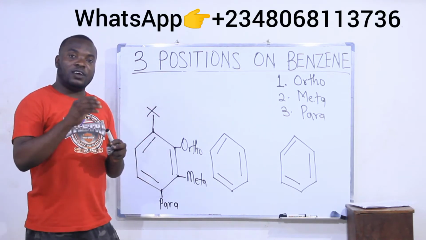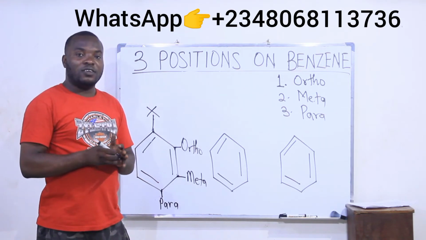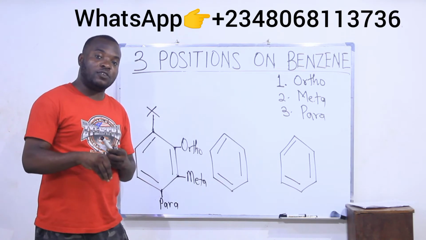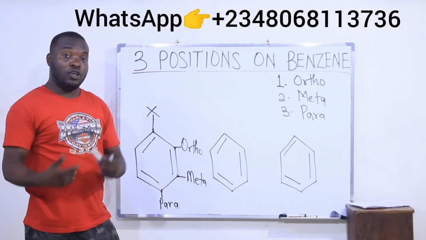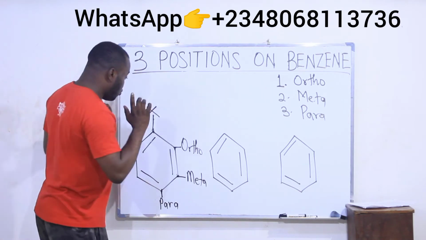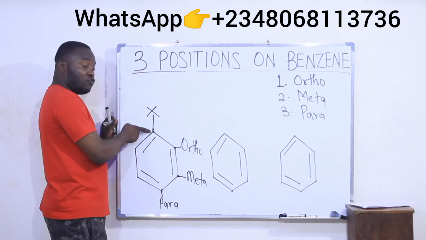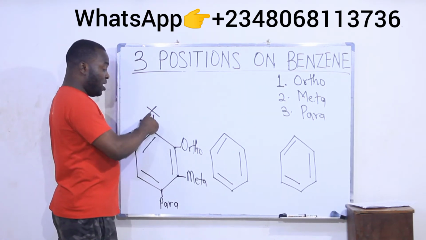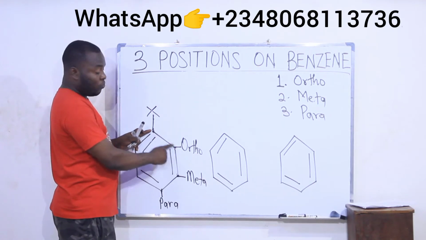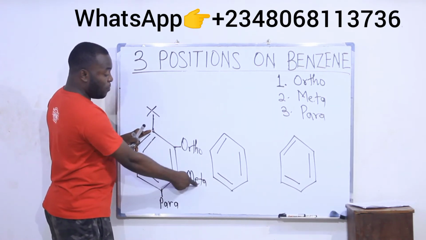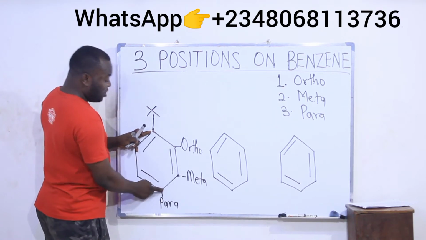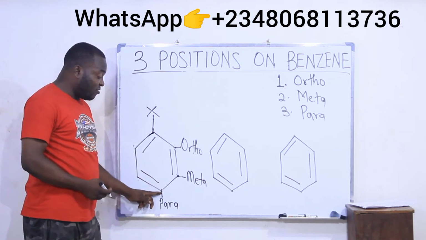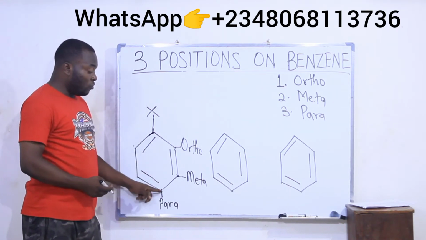Now, if you are asked to draw a benzene ring in which a substituent is placed on ortho or meta or para position, you should be able to know how to do that. So take for instance, this is my original attachment. My point of reference is here. 1 step away from here, where my attachment is ortho. 2 steps away, 1, 2 is my meta. 3 steps away, 1, 2, 3 is my para. Another way of knowing para is that para simply means directly opposite to your attachment.